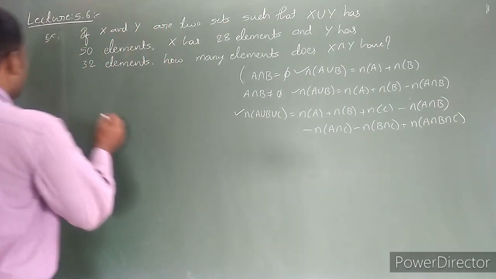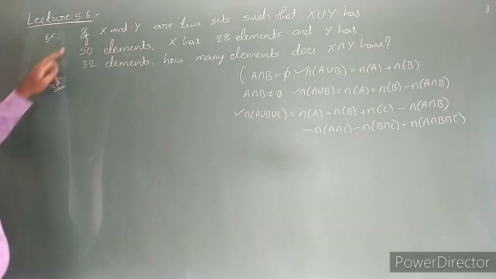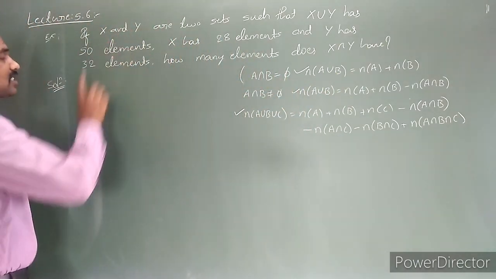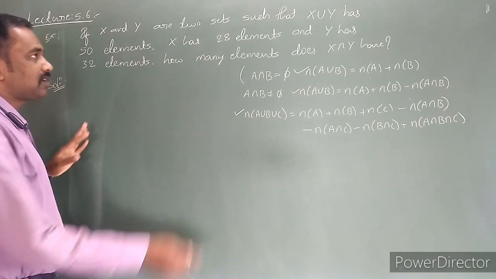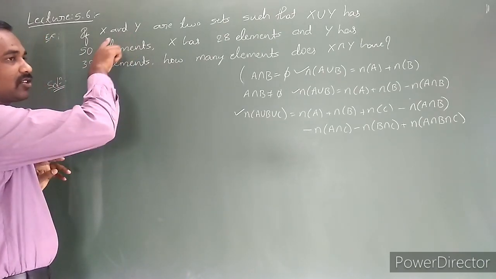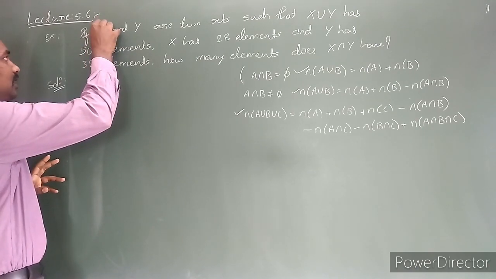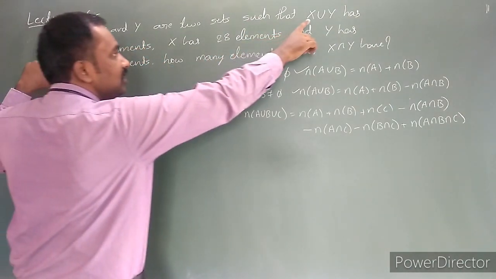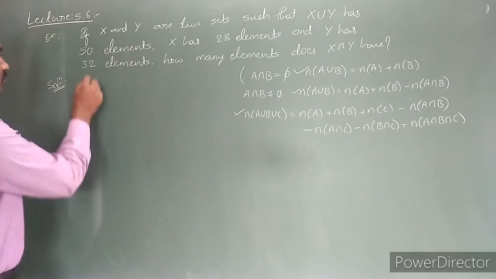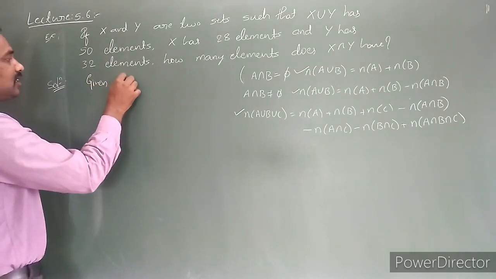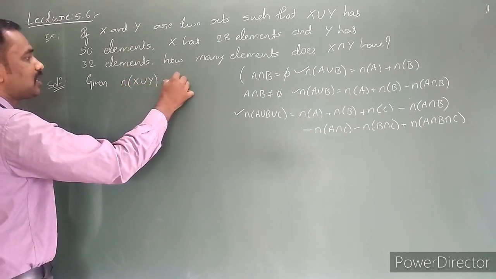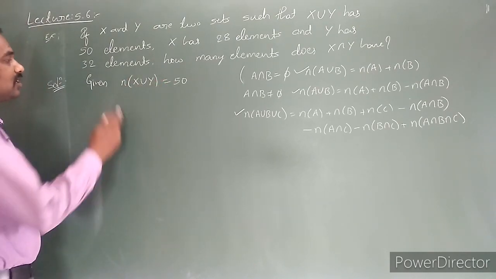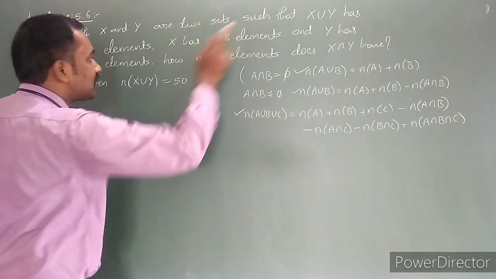Okay, come to the problem. What is given? First of all, check it. Question: if x and y are two sets, instead of naming the sets A and B, here they have mentioned the sets x and y. Sets are denoted by English capital letters. Here x and y are two sets such that x union y has 50 elements. That means n of x union y is equal to 50. So the number of elements in the union of these two sets is 50.